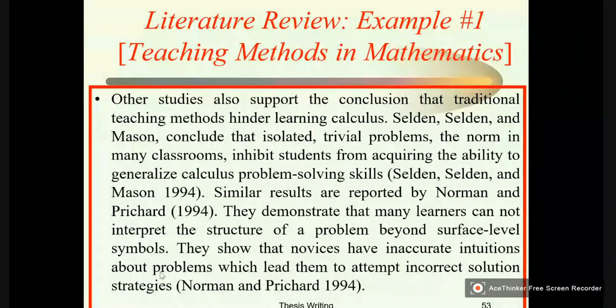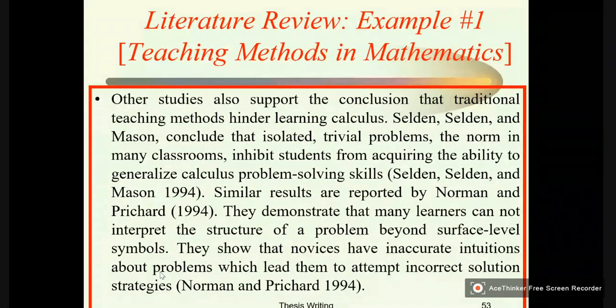Suppose I will give you an example. Here, the work was on teaching methods in mathematics. So the research is related to teaching methods in mathematics. So a person has written like this. Other studies also support the conclusion that traditional teaching methods hinder learning calculus.